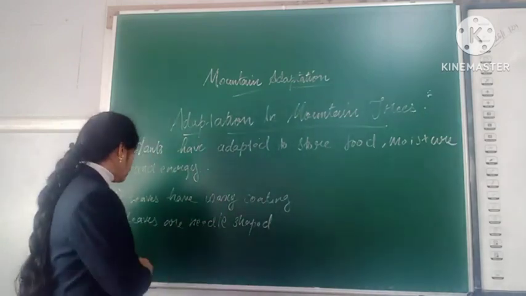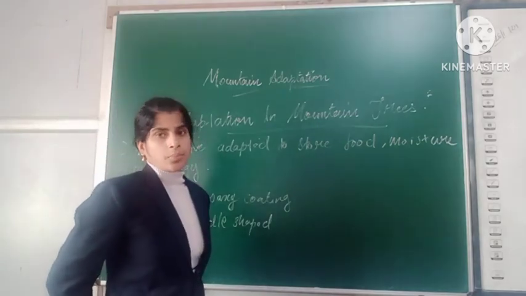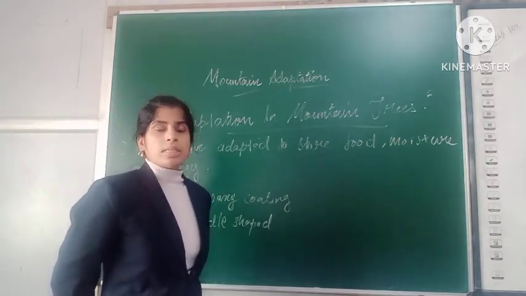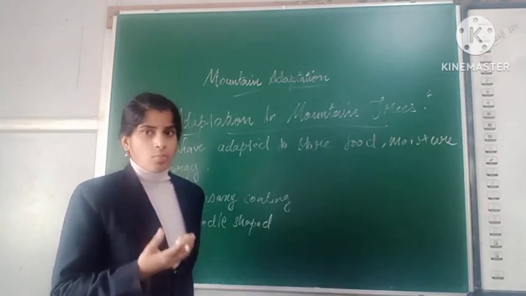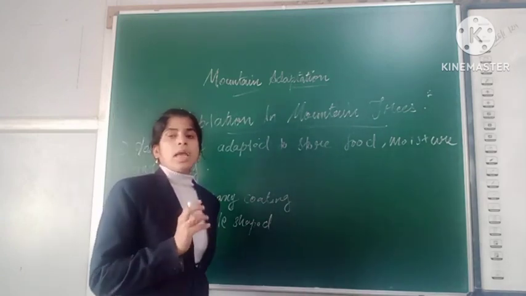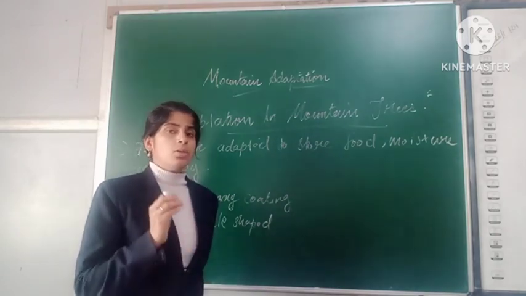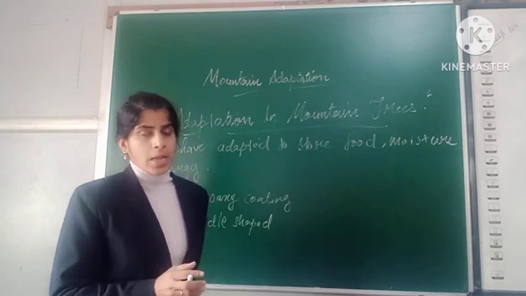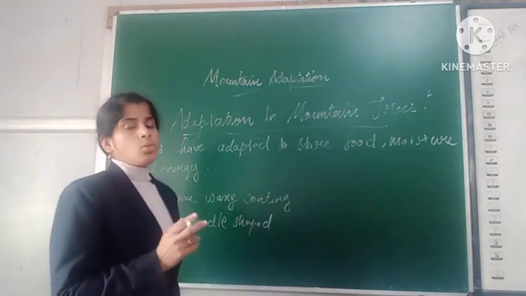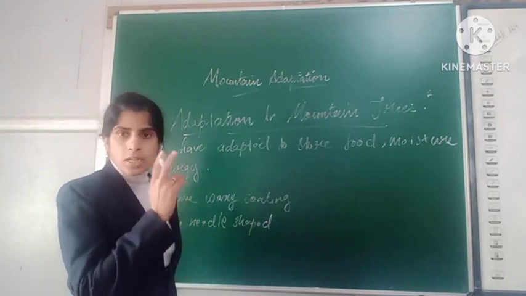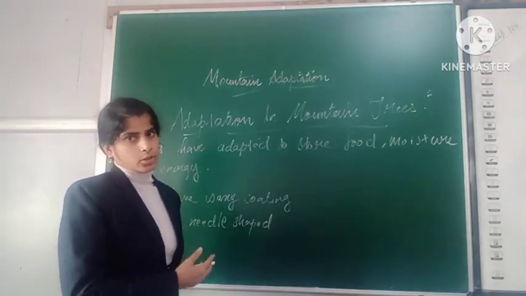And the next one: leaves are needle shaped. These mountain tree leaves are needle shaped, which also reduces moisture loss. This helps them cope with snowfall. Now we are going to discuss the special adaptations of two mountain trees. The first one is pine and the second one is fir.